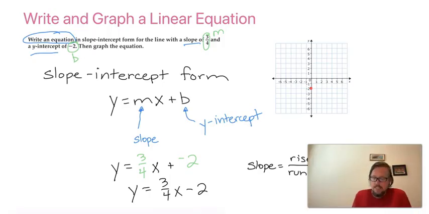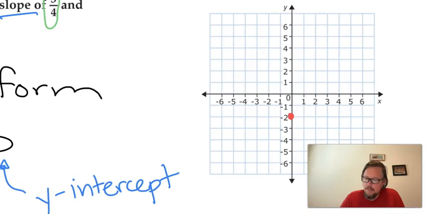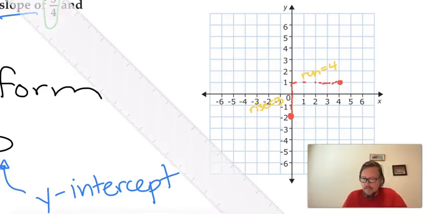So from this point at -2, we can just count up 3. So I'm going to go 1, 2, 3. There's my rise of 3. And then I'm going to count over 4. When we do our run, it's always to the right. So I'm going to count to the right 1, 2, 3, 4, and there is my second point. I have a rise of 3 and a run of 4. Now that I have those 2 points, I can go ahead and connect them.